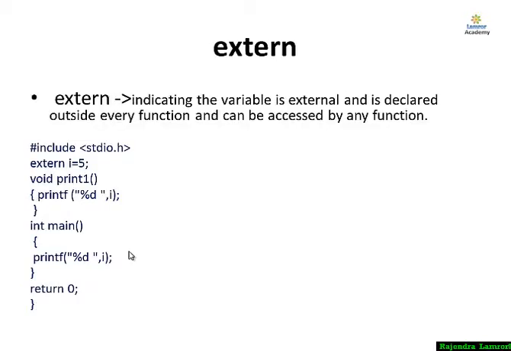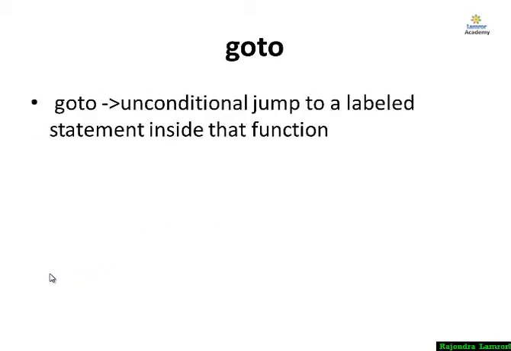Okay, the extern keyword is used to define variables outside the functions, so that any function in this program can use them. Here I am defining extern i equal to 5. In main I am using i directly without defining it inside the function. The goto statement is used for unconditional jumps to a label. If you define a label anywhere in the C program and want to jump directly to that label, simply put goto and the label name, and it jumps directly to that label.